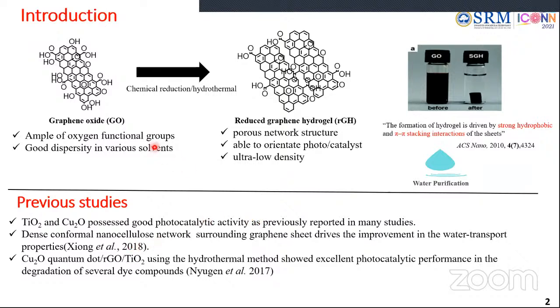And why do we use nanocellulose in this research? Because previously it has also been reported that the nanocellulose network will surround the graphene sheets and improve the water transport properties. So these water transport properties are important in waste remediation application.